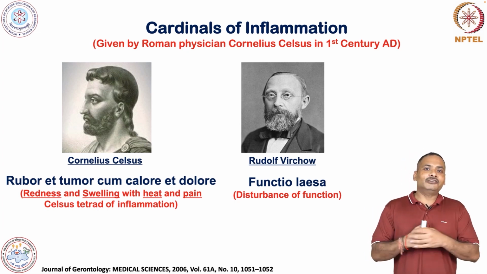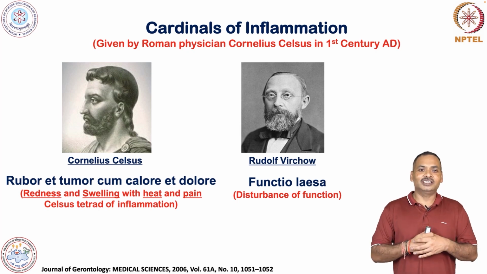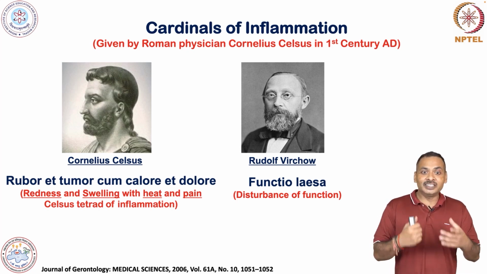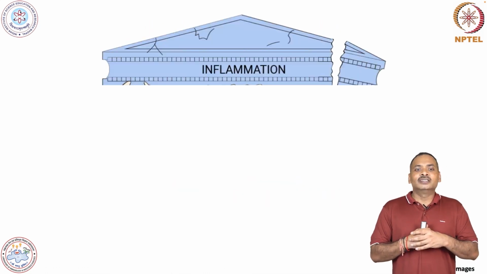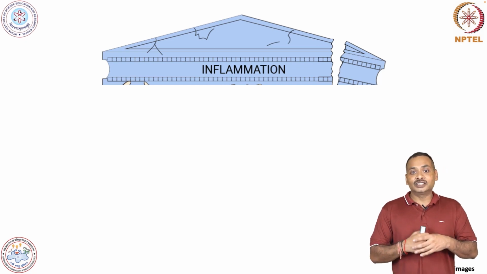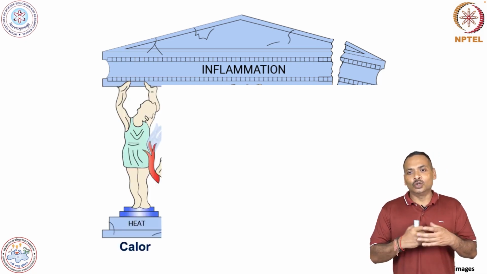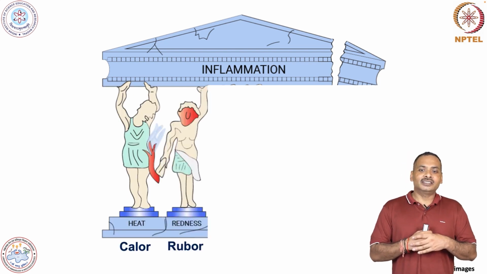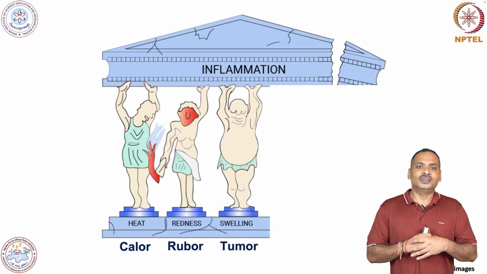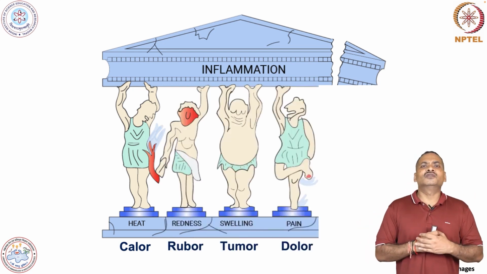Here I have one very nice cartoon which explains this with some images. Here you can see there is heat, calor. There is rubor, that is redness, and there is tumor, meaning swelling. And there is dolor, that is pain, and there is functio laesa, that is loss of function. So this is the overall concept of inflammation.